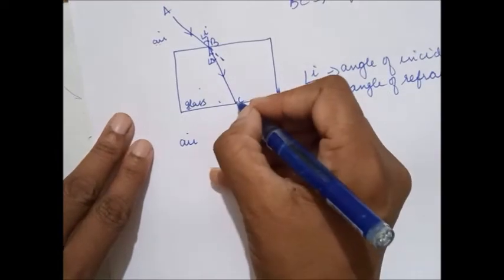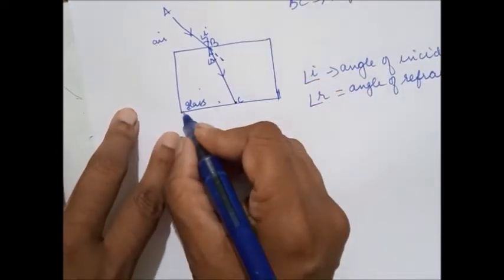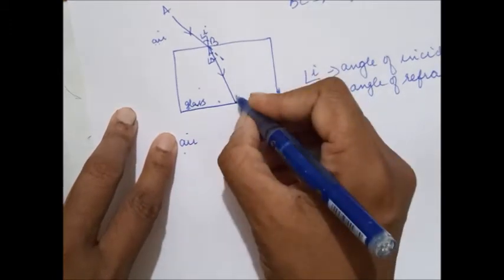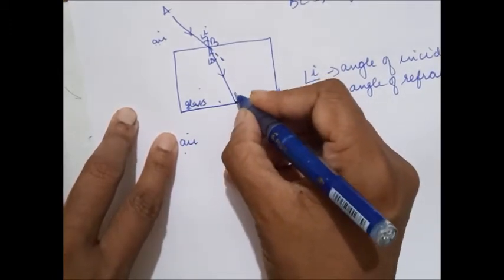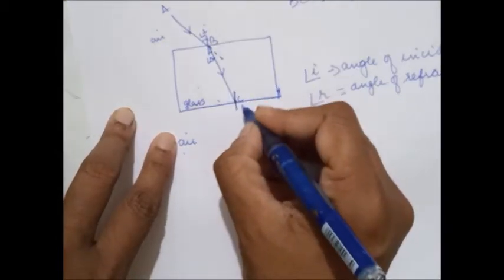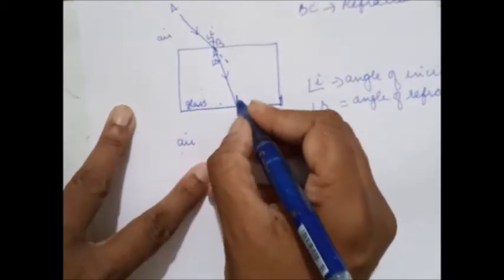So it's fine. Now it has reached here. Again, there is a change in medium. From glass, it has to enter into air. So again, at this point, you draw a normal. The normal has to be roughly at 90 degrees. Please make a line properly.